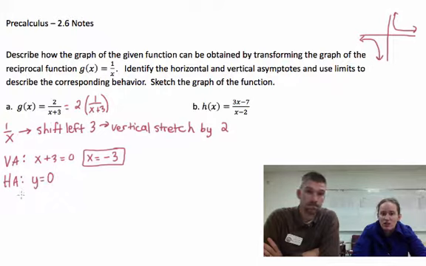Yeah, and then use limits to describe the corresponding behavior. So what we want to do when we use limits is we want to use a limit for our -3 that we've got, and we want to look at 2 different limits. We want to look at the limit as x approaches -3 from the negative direction. That means from the negative side of the number line. Let's just keep it easy. This is g of x, not f of x.